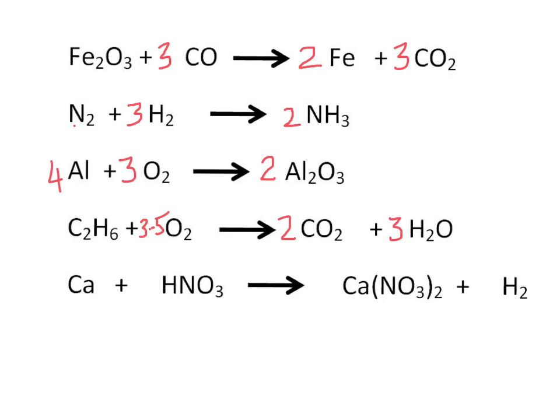2 carbon atoms, 2 carbon atoms on the right hand side. 6 hydrogen atoms on the left. 3 times 2, 6 hydrogen atoms on the right hand side. 3.5 times 2, 7 oxygen atoms on the left. 4 plus 3, 7 oxygen atoms on the right hand side. That equation is balanced now. But if you don't like the fractional numbers, you know what you have to do is multiply all these numbers by 2. So I'm going to do that right now.